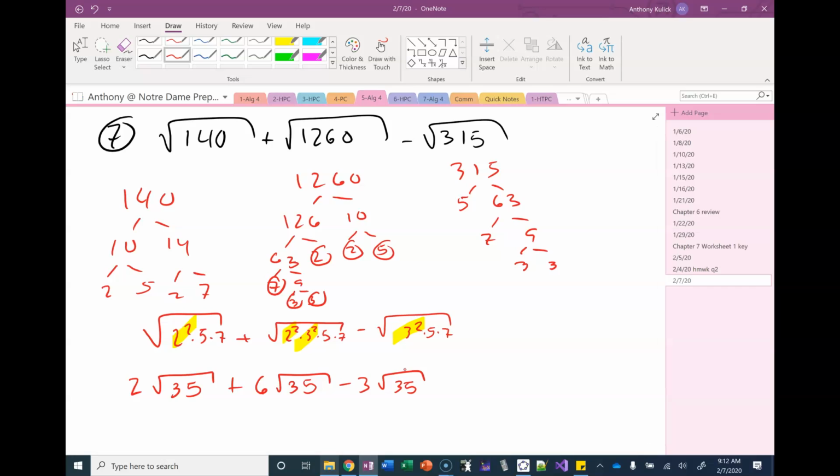And 2 plus 6 is 8, minus 3 is 5. And they're all square roots 35, so that's my final answer. Is that okay there? Okay.